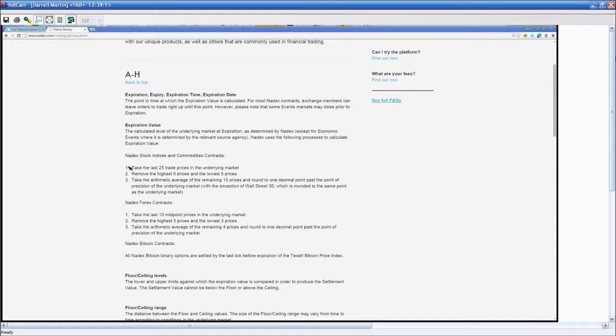Maybe good, maybe bad. But with futures, it's the last 25 trades, done over. Very simple, very easy. Average the middle 15. There's your settlement price.